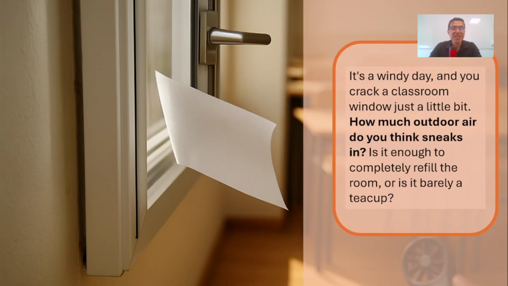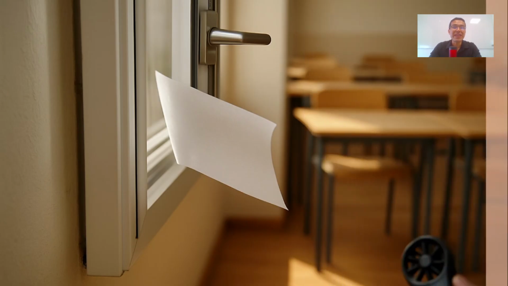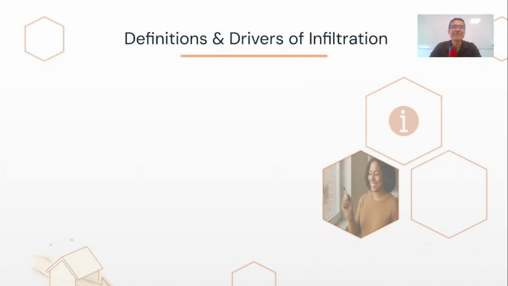We will focus on a single but powerful question to get our intuition working. On a windy day, if you crack a classroom window, how much outdoor air do you think sneaks in? Is it enough to completely refill the room? Or is it barely a teacup? By the end of this video, you will be able to answer questions like this yourself. You will be able to estimate the airflow from simple inputs, and you will know when a quick calculation is enough versus when you need a fuller treatment.